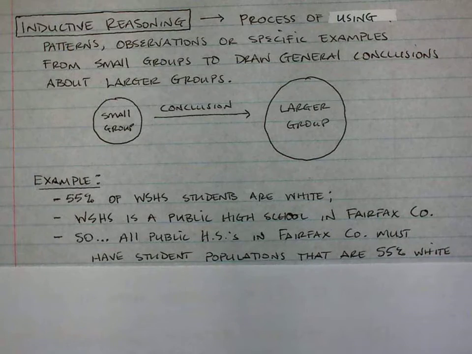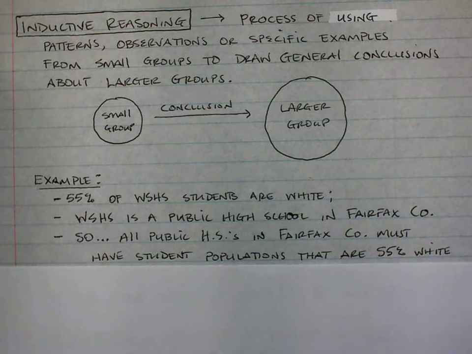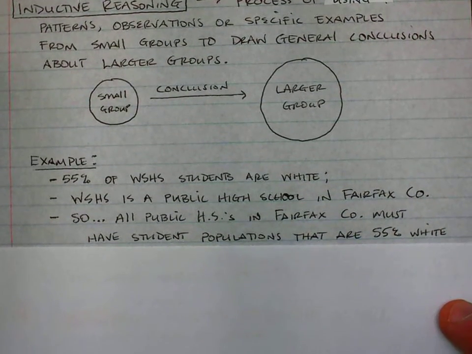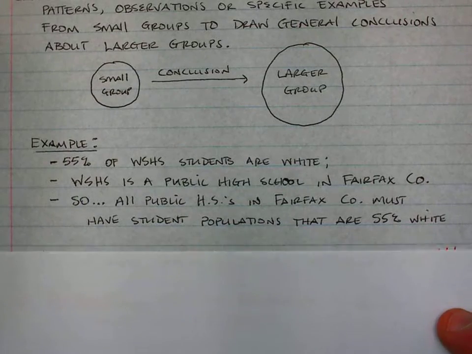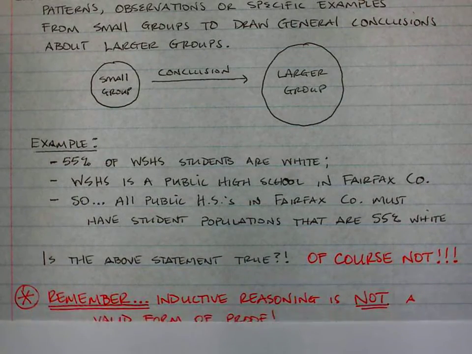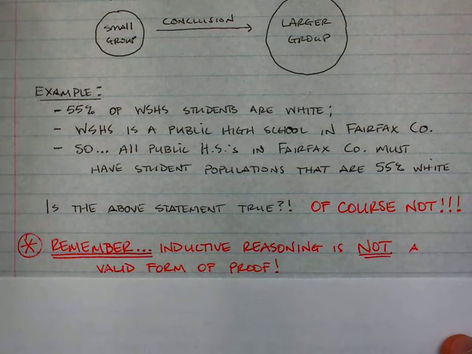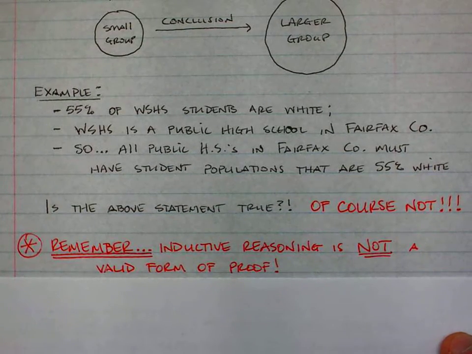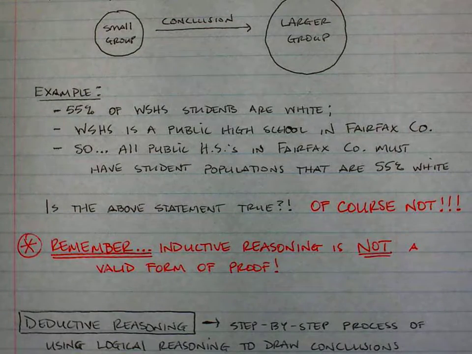Now we're going to see when we get to topic 5B and we start talking about conjectures and counterexamples why it doesn't work. But without getting into any more detail on that right now, the important thing to remember about inductive reasoning is that it is not a valid form of proof. If we're going to use some sort of reasoning that we can use to prove things, or that we can use as a valid form of proof, then we need to talk about deductive reasoning.